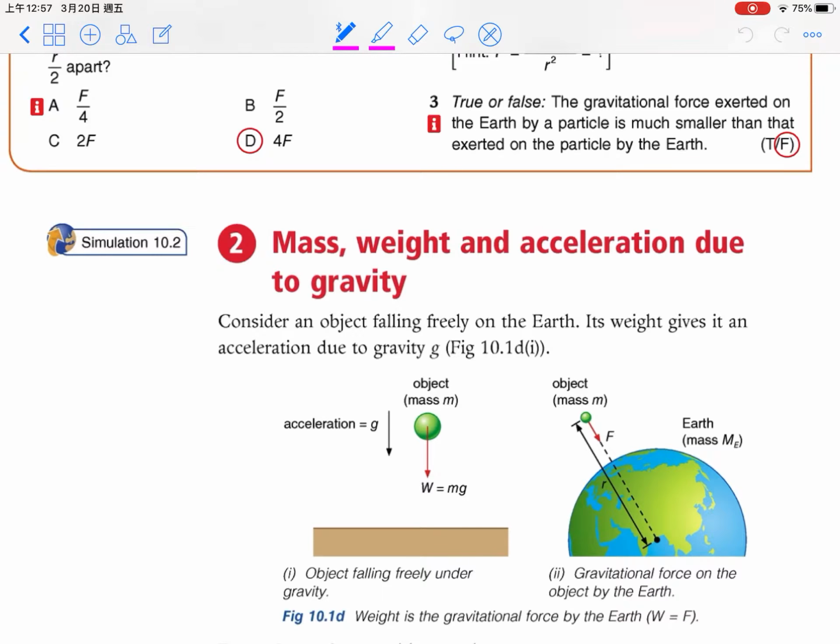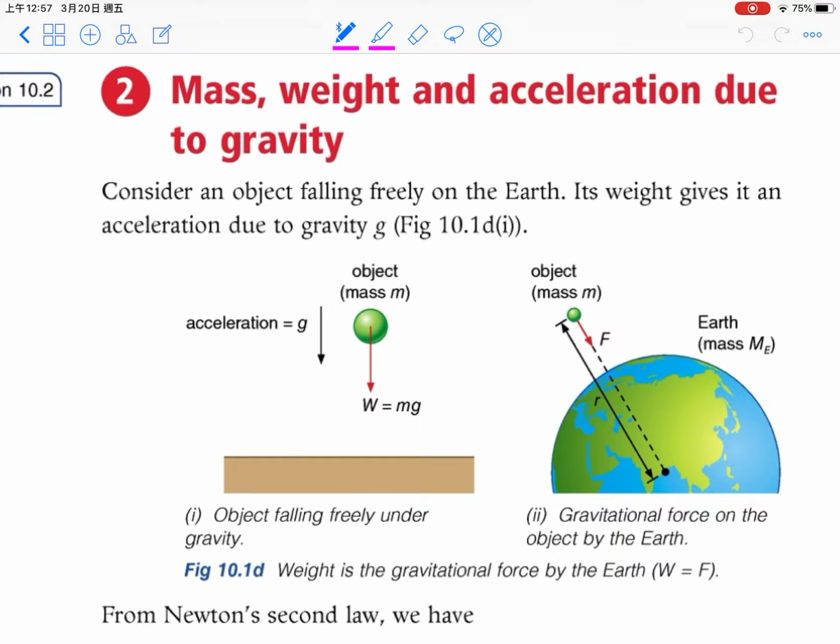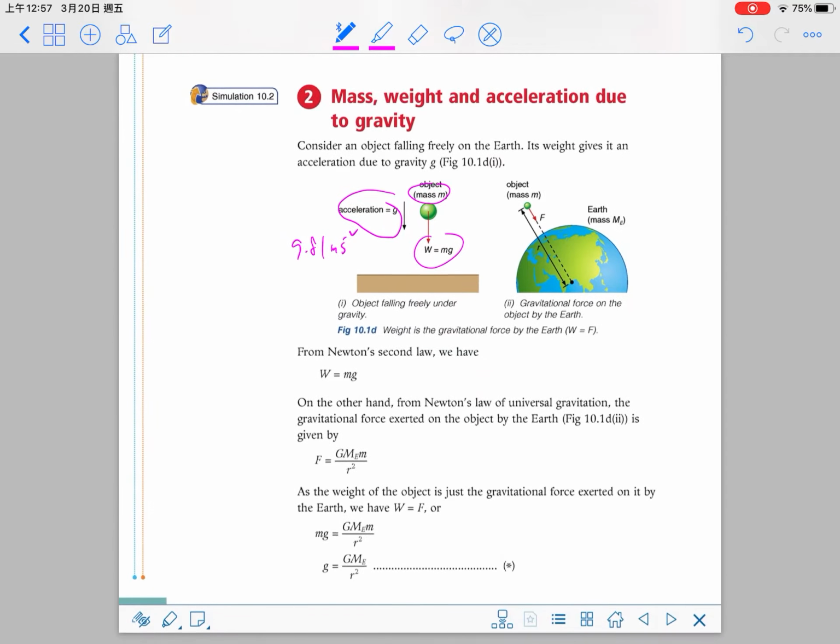We go to the second part, mass, weight, acceleration due to gravity. You have learned that a long time ago, right? Mass, gravitation, acceleration due to gravity, and also weight. Now you know mass is a measure of inertia, right? And weight is the force. And the acceleration due to gravity, we know the value of it should be 10 or 9.81 m s^-1 if the object is near the Earth.